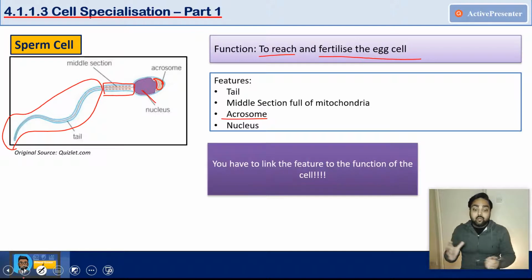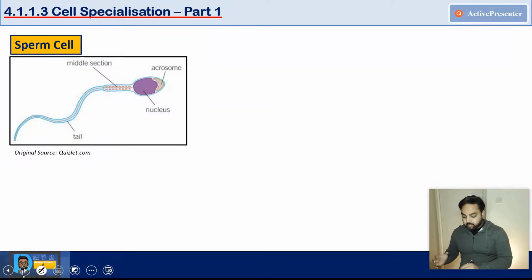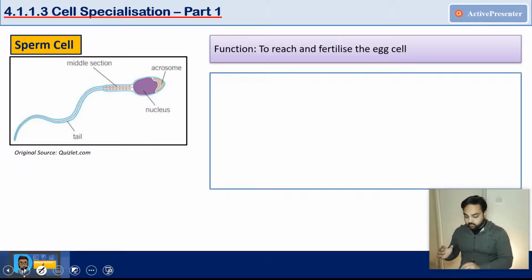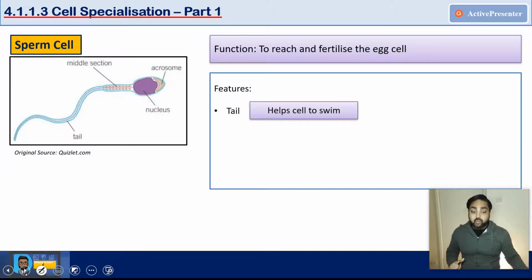However, we've said it verbally, but we haven't actually linked any of the features to their function. So that's what I'm going to ask you to think about every time we go to a new slide. Now, sperm cell, you've got the features here. The features are, it's got a tail. So why is the tail useful? Well, predominantly the tail allows the sperm cell to swim. Again, it's about reaching the egg cell.